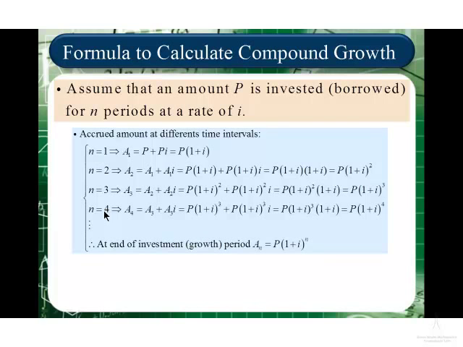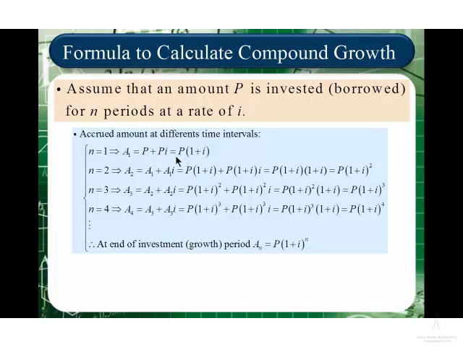So let's see how this amount will grow if interest is calculated in this particular way, compound interest that is. In the first interest period, at the end of that period, we will have the first accrued amount, A sub 1, to be the principal amount plus the interest earned over that first interest period, which is P times I. So there's no difference between simple interest and compound interest in the first interest period.